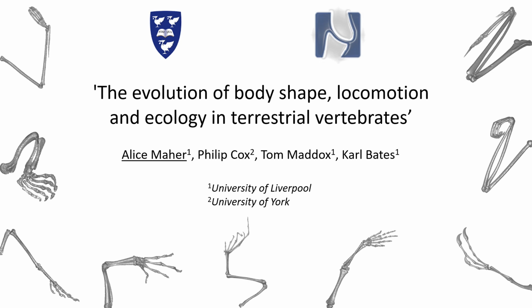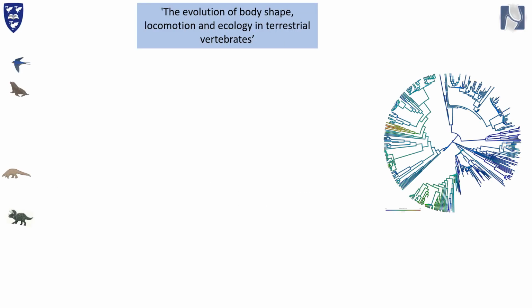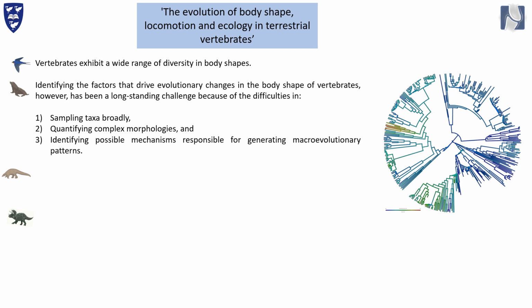Hi, my name is Alice Maher and I'm looking at the evolution of body shape, locomotion and ecology in terrestrial vertebrates. So we know that vertebrates exhibit a wide range of diversity in body shapes, and identifying the factors that drive evolutionary changes in the body shape of vertebrates, however, has been a long-standing challenge because of the difficulties in sampling taxa broadly, quantifying complex morphologies, and identifying possible mechanisms responsible for generating macroevolutionary patterns.